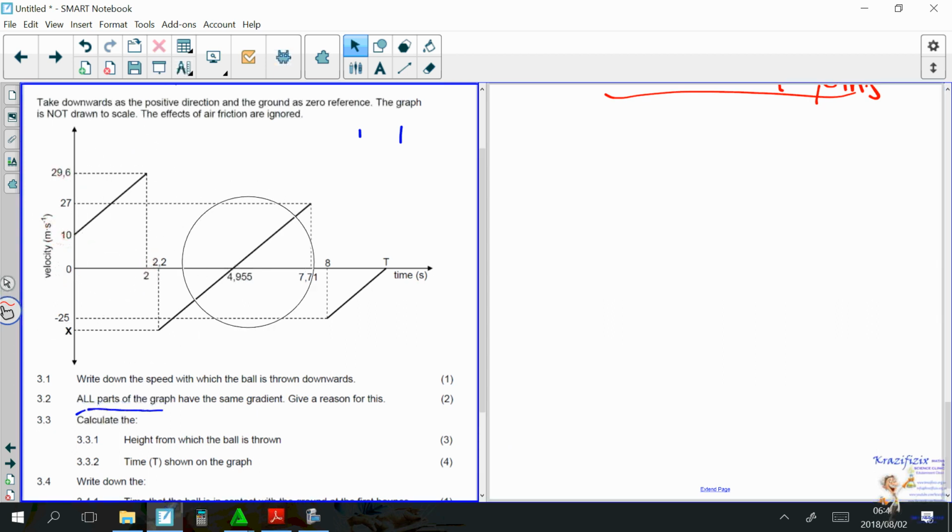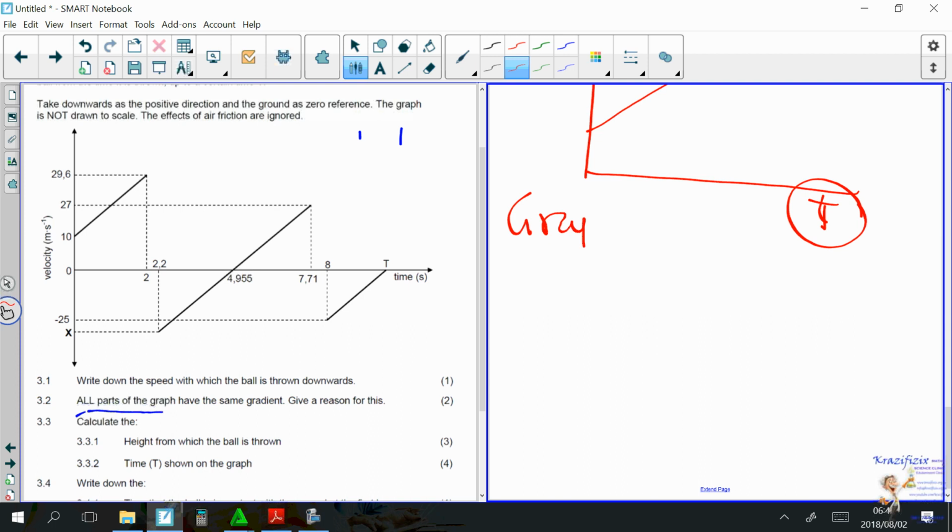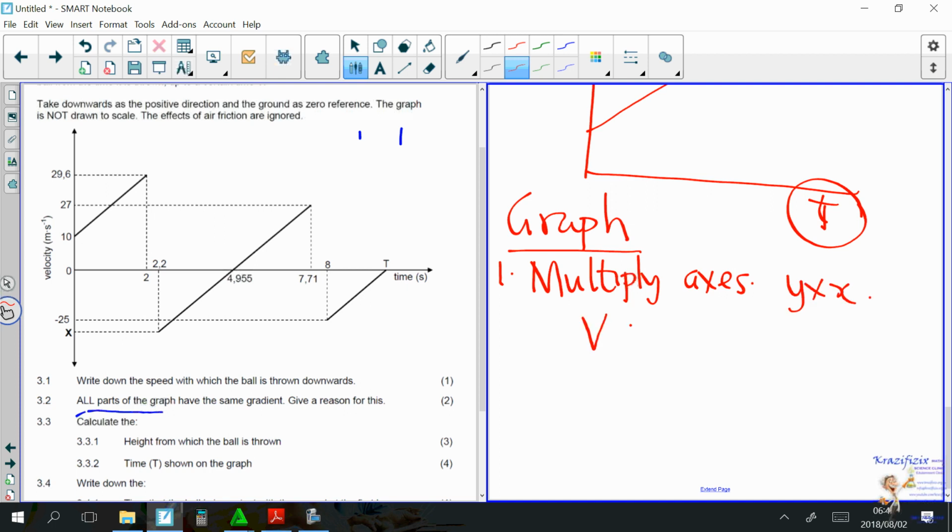Again, I want you to do something. Now, do you notice what we've done here? Velocity and time. Whenever you see a graph, and this is dealing with a graph right now, I want you to do 2 things. Number 1, multiply your axes. Now, if I multiply what's on my y, times x, let's check this. In this case, it's velocity times time.